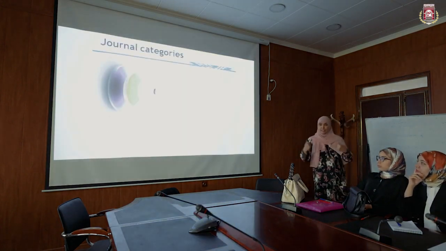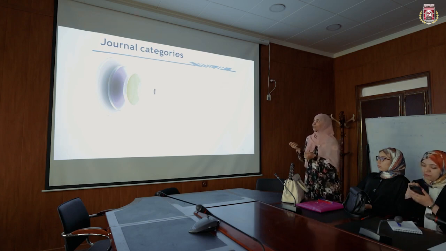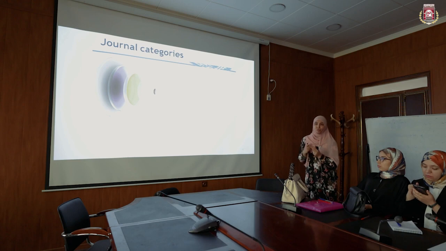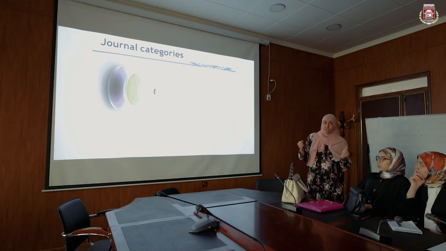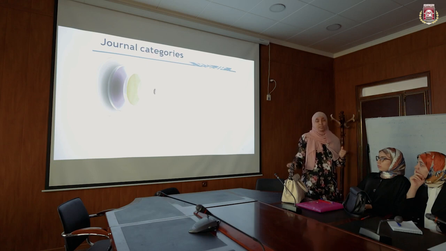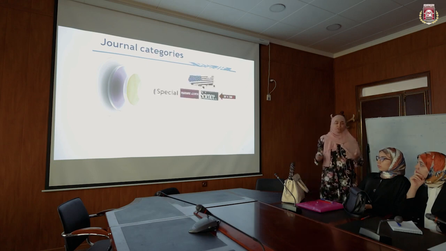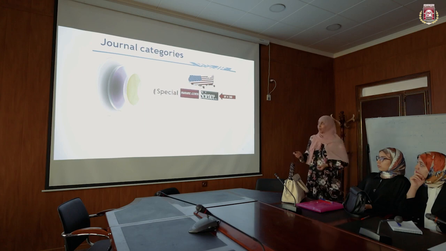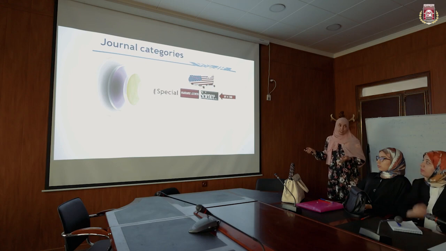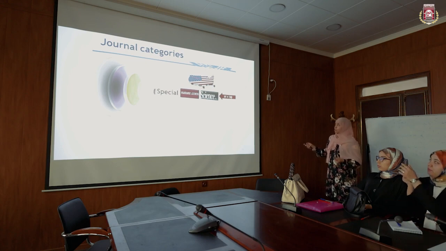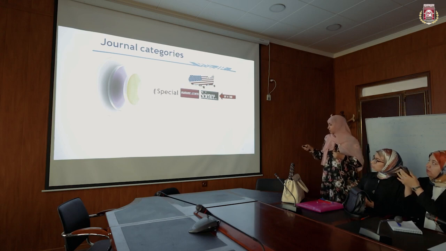So to choose a journal, we should first know something called journal categories. We have 2 rankings of journal categories: the Algerian ranking and the international ranking. Let's see the Algerian ranking. According to DGRSDT, we have special, which are papers published in nature.com and Science with a high impact factor up to 30.